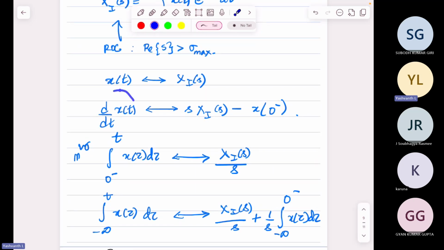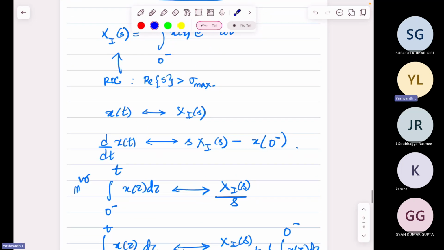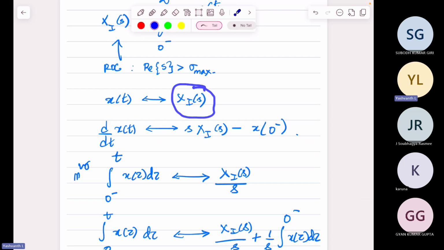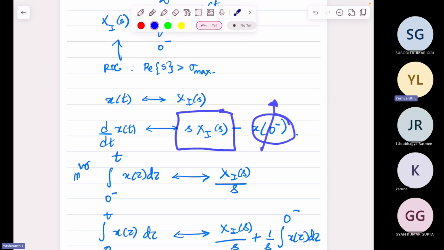All the properties of unilateral Laplace transform are similar to the regular Laplace transform, except for a few changes. For example, if x of t has unilateral Laplace transform X1 of s, then the derivative of x of t will have s times X1 of s minus x of 0, where this is small x. Remember, whatever is the signal value at t equal to 0, you need to subtract. This is the extra term that you have in unilateral Laplace transform. If it were regular Laplace transform, you just have this, but if it's unilateral, you have this minus the second term.